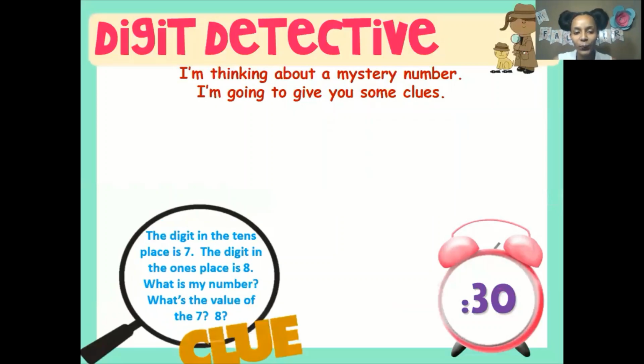Here's my clue. The digit in the tens place is 7. The digit in the ones place is 8. What is my number? What's the value of the 7? What's the value of the 8? Go.